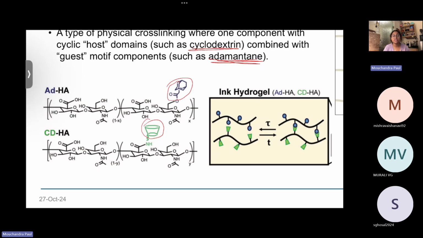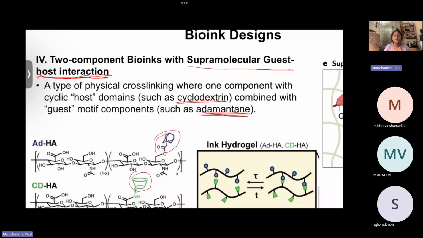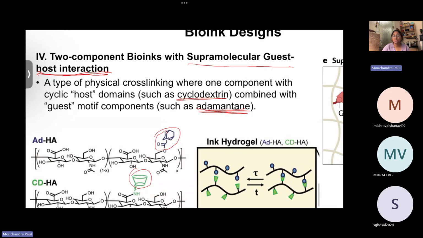And since this interaction is based on the configuration of the molecules, that comes under supramolecular chemistry. That is why it is named supramolecular guest-host interaction. And it is physical in nature. Let me remind you, it is physical bonding. You can always use some other disrupting forces to remove the interaction between the adamantane and cyclodextrin molecules.